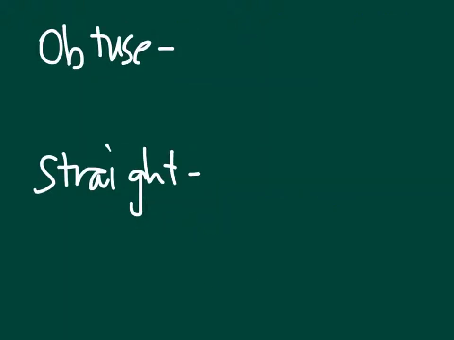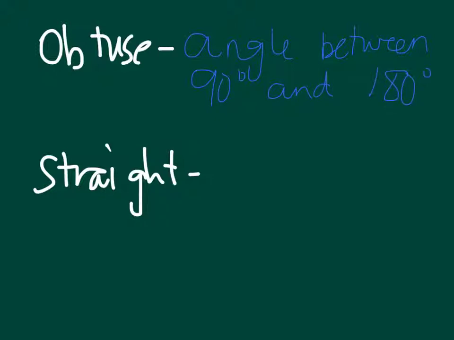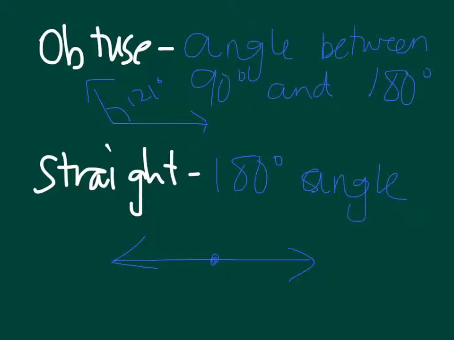An obtuse angle is an angle between 90 degrees and 180 degrees. So it might be something like this, and maybe this angle measures 121 degrees. And a straight angle is a 180-degree angle. It's going to look like this, and usually we see a vertex, one endpoint of the two rays that is joined together, and then we say that this whole thing is 180 degrees.